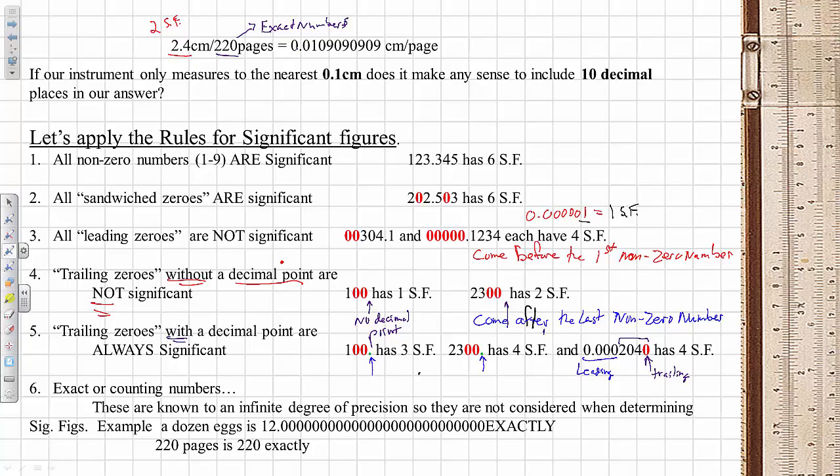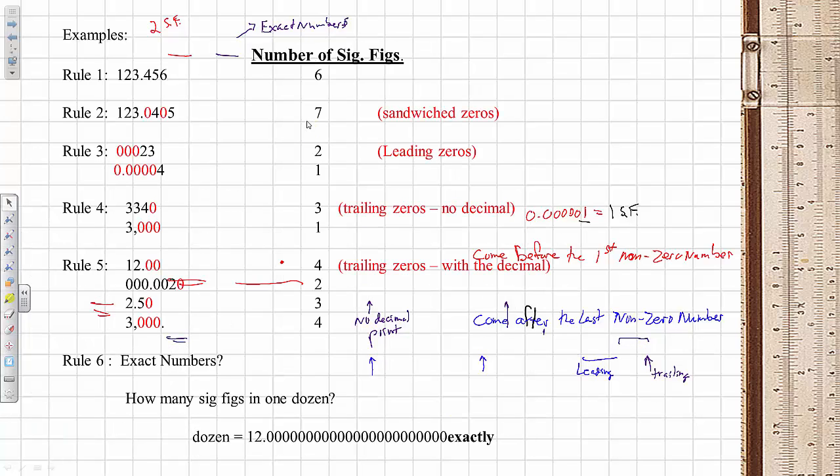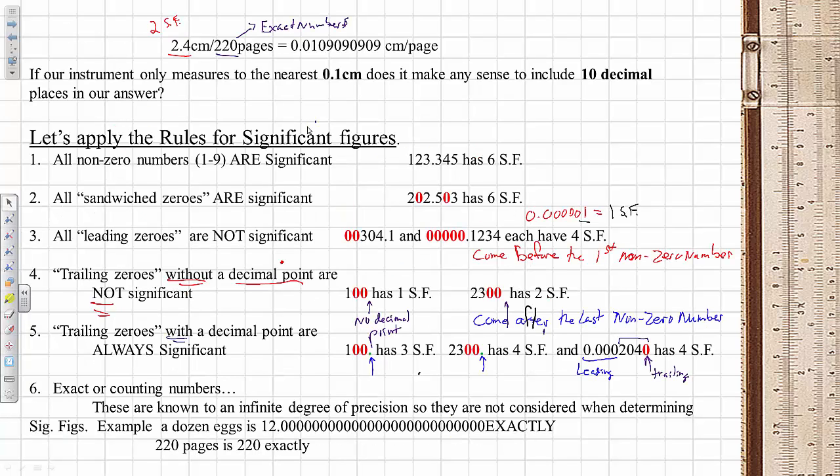So 2 sig figs, our answer must have 2 sig figs. Let me back up. Wait a second. Did I do the math? All right, so we're going to round this to what now? Thought I did the math here. Okay. We need 2 sig figs. In any event, we have 2 sig figs in our calculation. Our answer must then just have 2 sig figs.